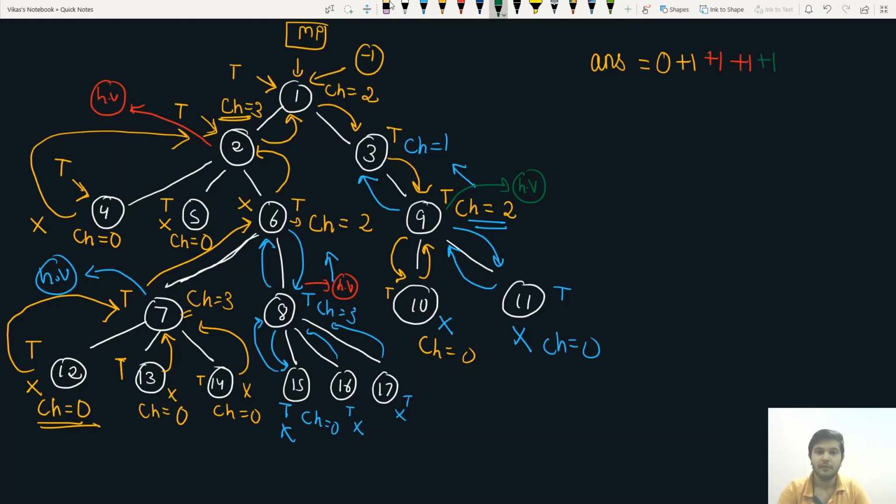Now we have completed the child for 3. We are going to fall back to 1. Now 1 has 2 children, but 3 has only 1 children. That means 3 is also not a happy vertex. So 3 is also not a happy vertex.